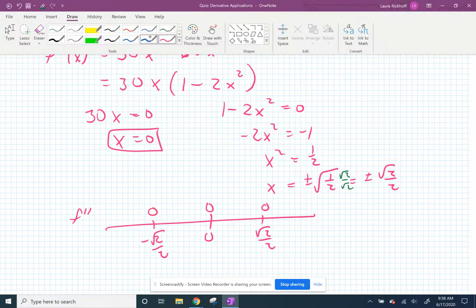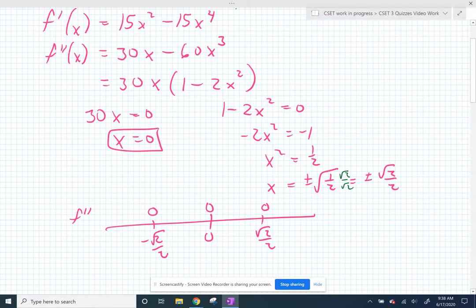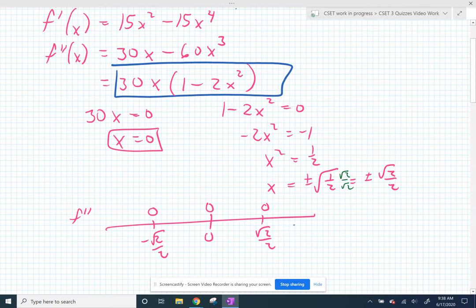And then I just need to figure out if it's positive or negative. So I want to plug it into my second derivative. The factored form is the best. I want to plug in something bigger than root 2 over 2. And even though I don't know exactly what root 2 over 2 equals, I'm pretty sure that a billion is bigger than it. So I'm going to plug in a billion into my second derivative. So 30 times a billion, that's something positive. And then 1 minus 2 times a billion is certainly negative. So a positive times a negative is a negative. So I'm negative over there.